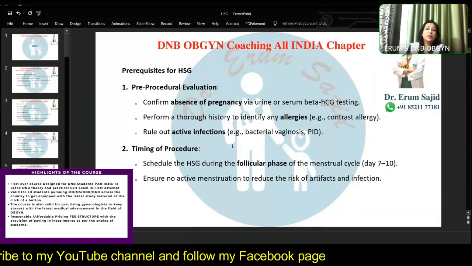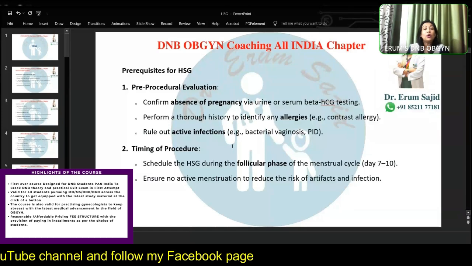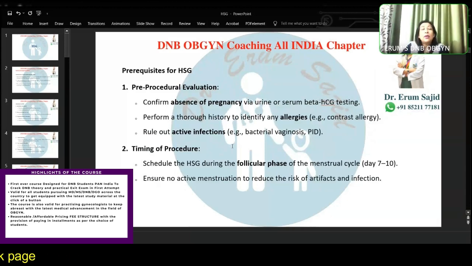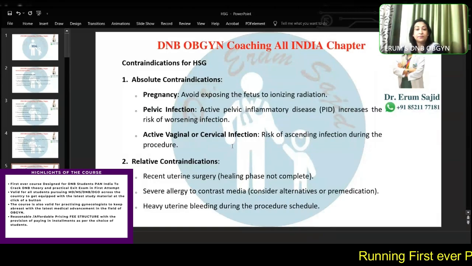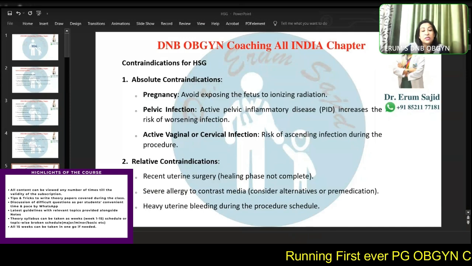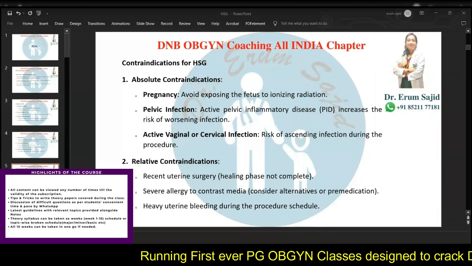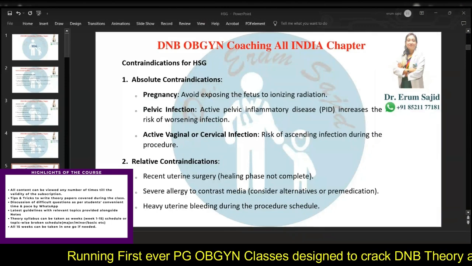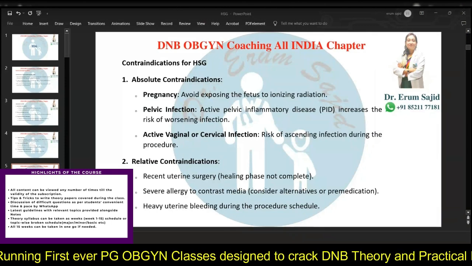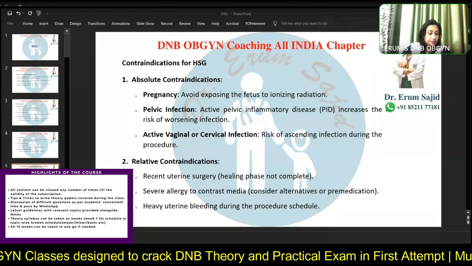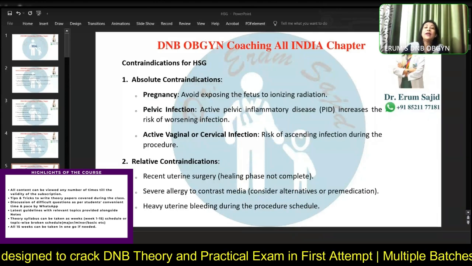Then what about the prerequisites of HSG? When a patient is coming for HSG, what do you want to do? You want to make sure that these 3 things are not there. Allergy is not there, absence of pregnancy is confirmed, and active infections are not there. And the timing of the procedure, come on guys, tell me the timing of the procedure. Who will tell me when you want this procedure to be done? Yes. Yeah, I'm still there. Yeah, basically what do you write down mostly, guys?